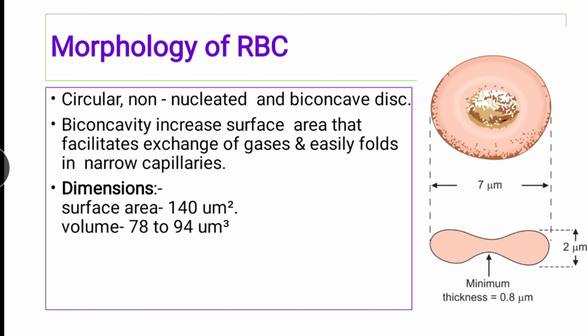If we measure the RBCs, the diameter would be 7 micrometer to 8 micrometer, on average 7.5 micrometer, and the width varies because of its shape. At the periphery we will get 2 micrometer, at the center we will get 1 micrometer, and the surface area would be 140 micrometer square and the volume 78 to 94 micrometer cube.